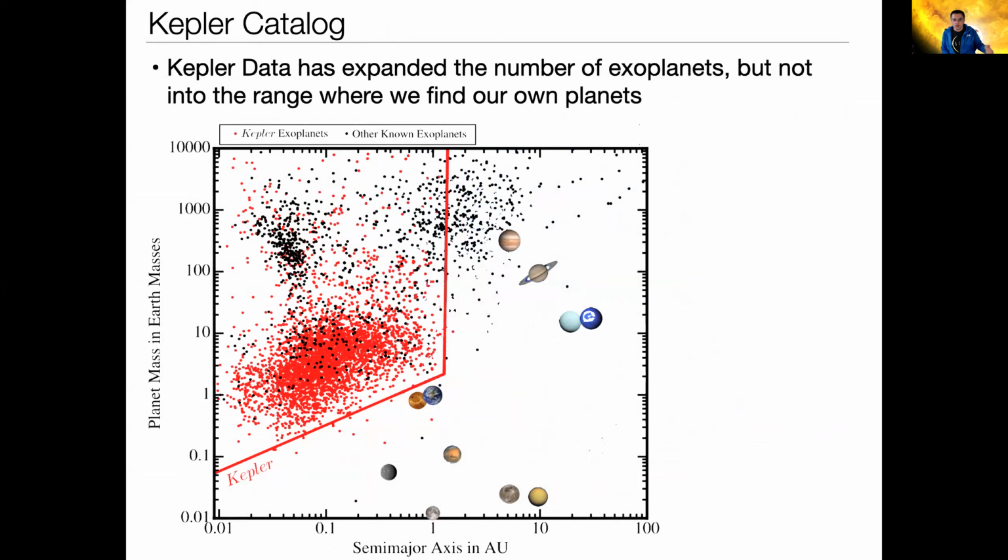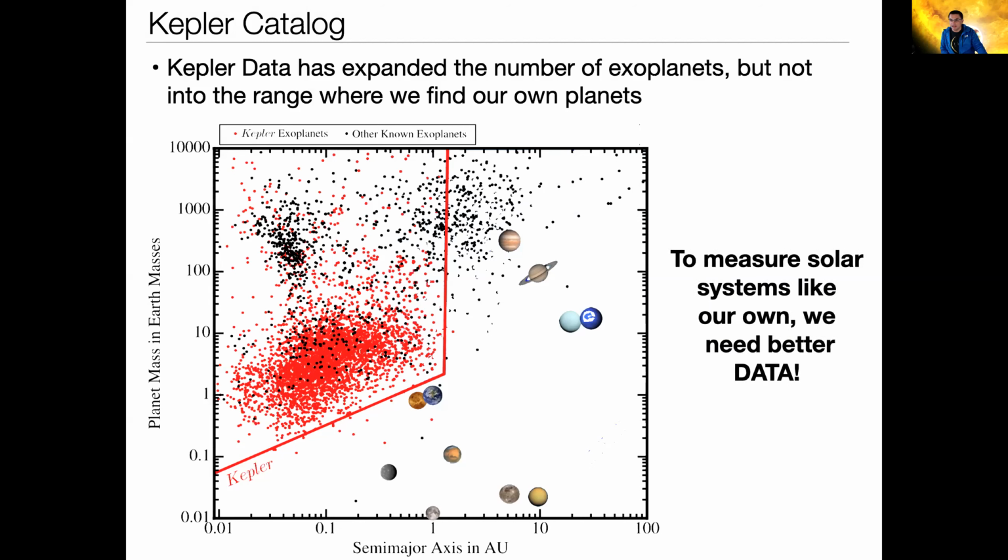Now, in order to make better measurements than Kepler, because Kepler clearly didn't cover the parts of the space here where our planets live, then you have to get better data. There's just no way around it. Well, as it turns out, we are planning for better data.